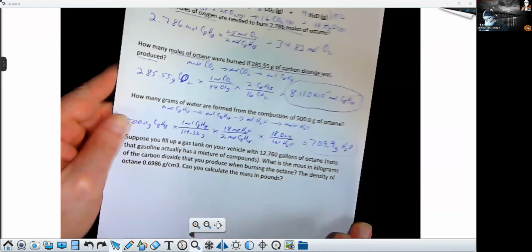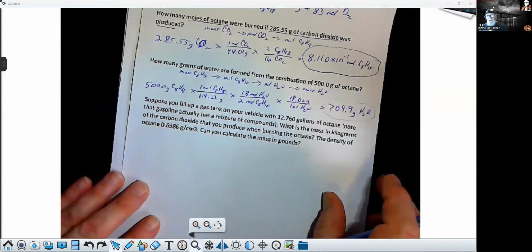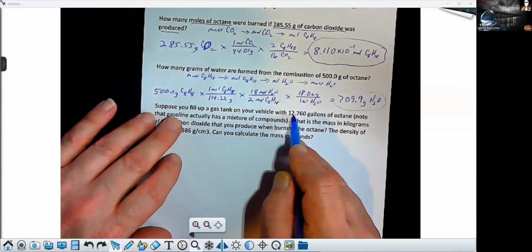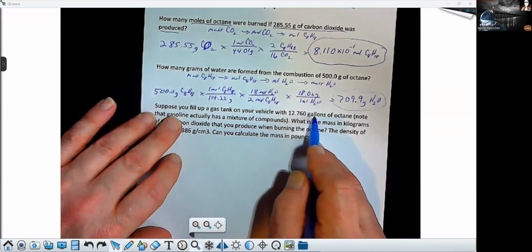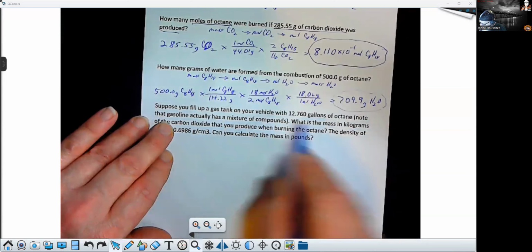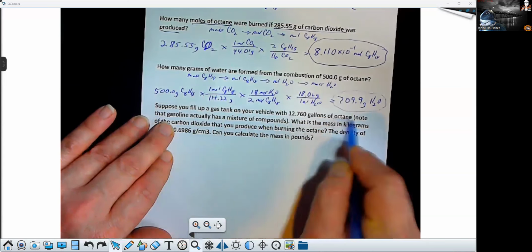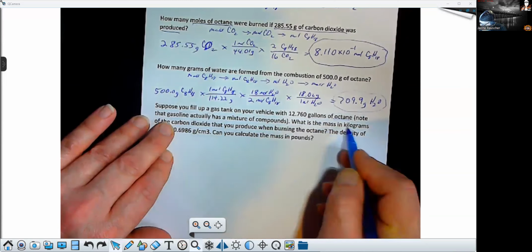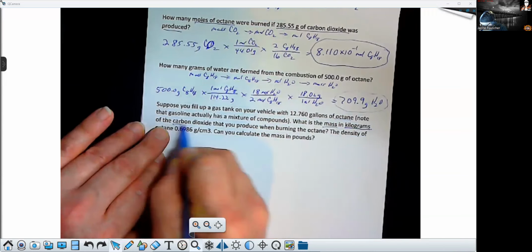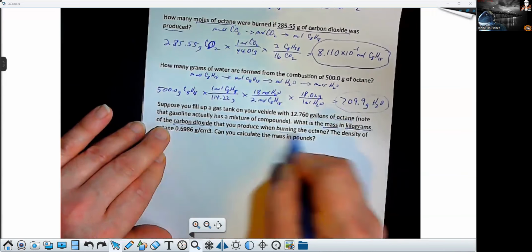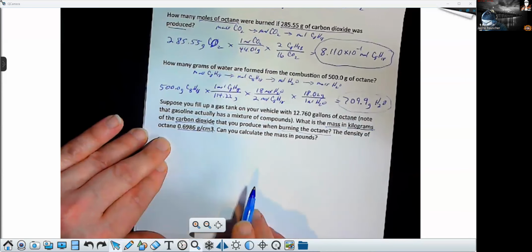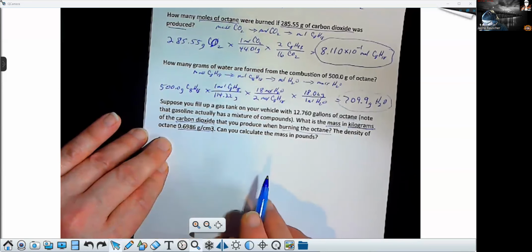So one more problem to go. Let's do this last one here. Suppose you fill up your vehicle with 12.760 gallons of octane. Note that gasoline actually has a mixture of compounds, so we're just filling it with octane. We're assuming just octane, okay? What is the mass in kilograms of the carbon dioxide that you produce when burning the octane? The density of octane is this. All right, so we're going to have to use some conversion factors.